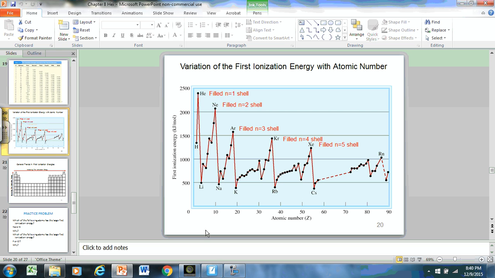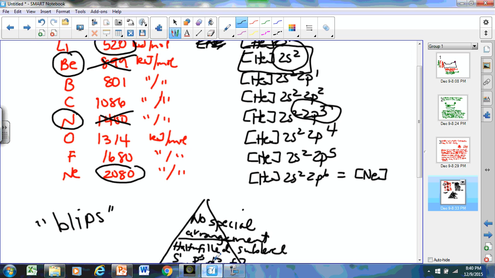So all I want to tell you about this, which is really all you need to know for the AP exam, is that the blips in the trends for ionization energy are a direct result of the special stability of filled sublevels or half-filled sublevels. That's what causes the blips. All right, that is it for now.